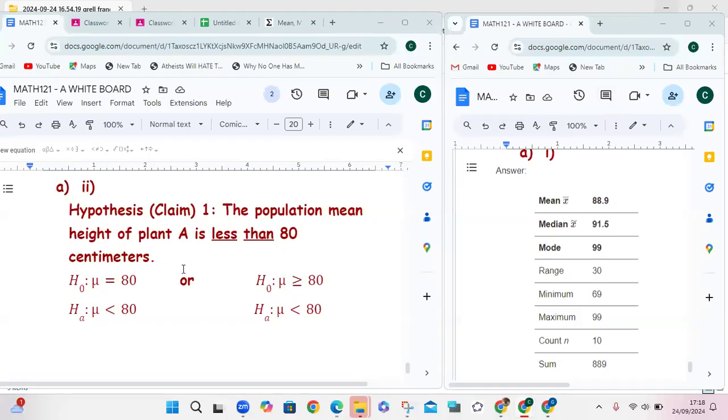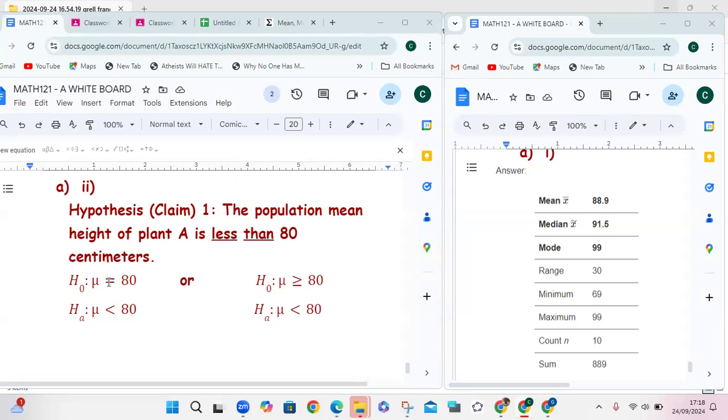So here is what the null is saying. The null is saying that the population mean is equal to 80. Or it is saying that it is more than or equal to 80. That's what the null is saying. That is why I prefer that second version, the null having the inequality sign in the opposite direction with the alternative and the equal sign.